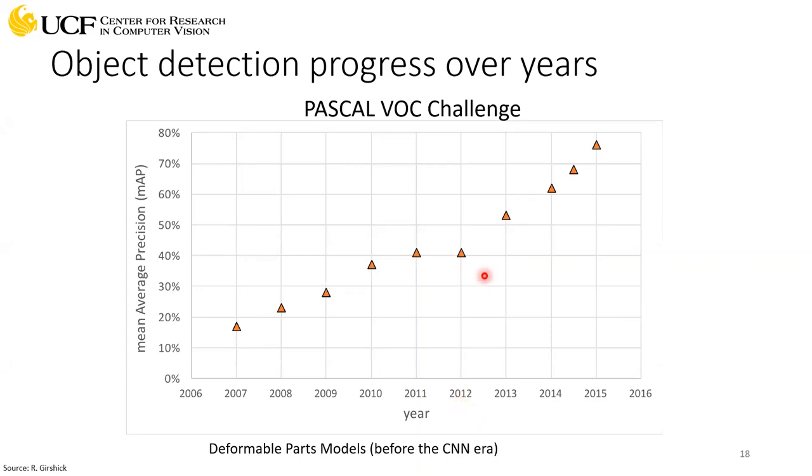And this is 2012, the year when AlexNet, or deep learning, kicked in. Okay, and these are the deep learning methods, and you can see that it's going up. So in 2015, the score is almost close to 80%. Okay, and it kept increasing. So that's good. We are going to talk about three of these methods which solve this problem of object detection. So this is before CNN. These are all CNN based methods.